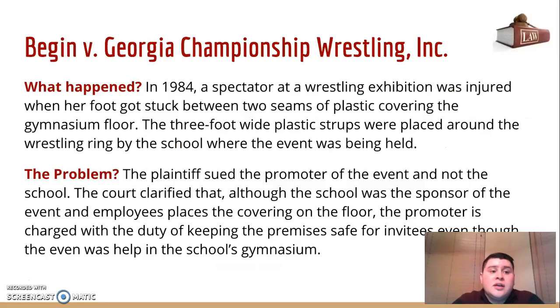The next one is Begin versus Georgia Champion Wrestling Incorporated. This happened in 1984. A spectator got her foot stuck between two seams of plastic covering the gymnasium floor. The problem was that the plaintiff sued the promoter of the event and not the school. The court clarified that although the school was the sponsor of the event and the employees placed the covering on the floor, the promoter is still charged with the duty of keeping the premises safe for invitees, even though it was the help of the school gymnasium.